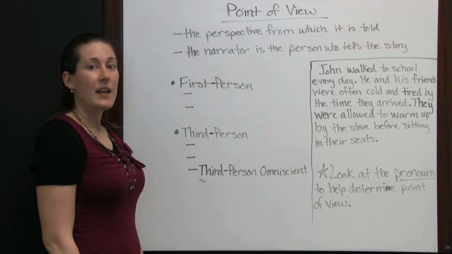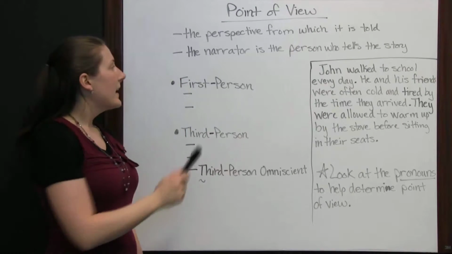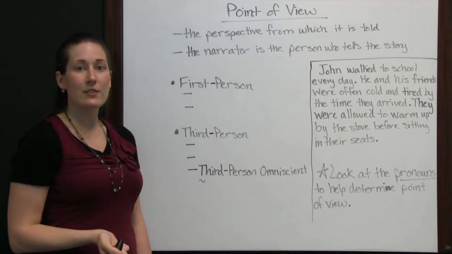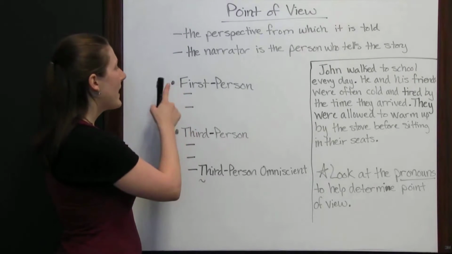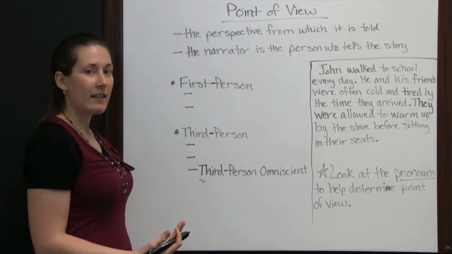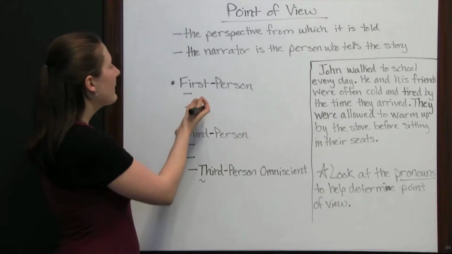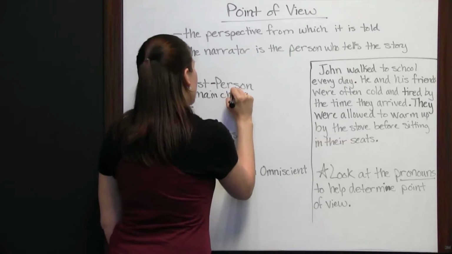Point of view. The point of view is the perspective from which a story is told. And the narrator is the person who tells the story. So when we're looking for point of view, we're looking to see if we have a first-person narrator or a third-person narrator that's telling us the story. In first person, your narrator is going to be your main character.